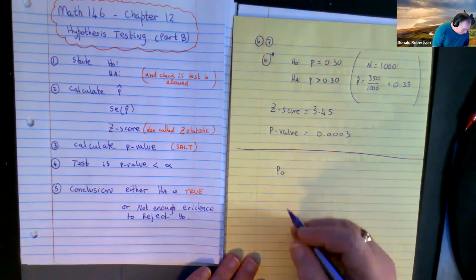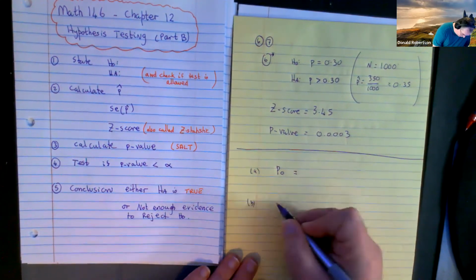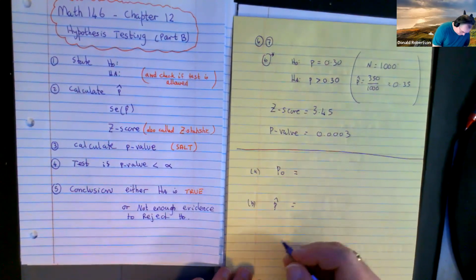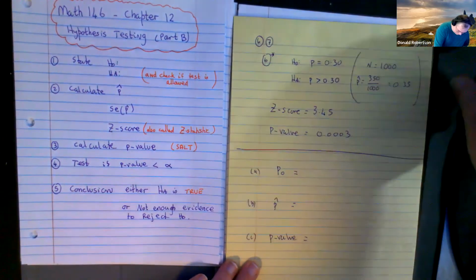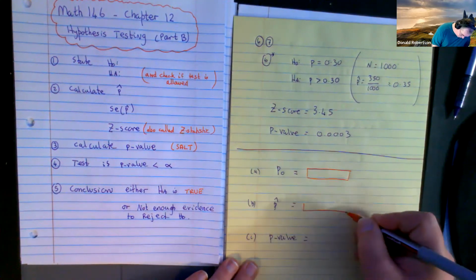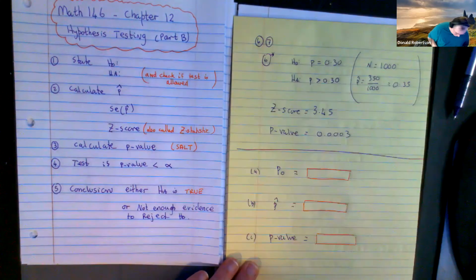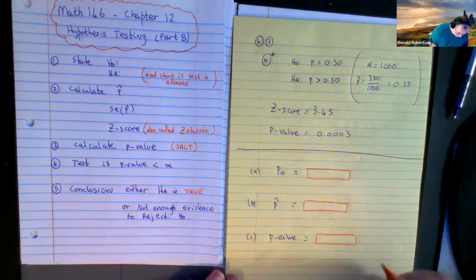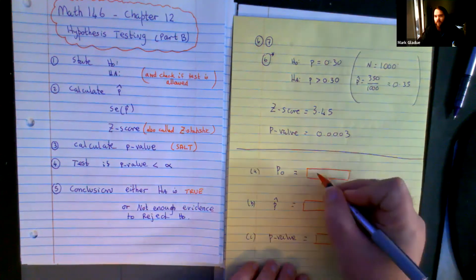They want us to write down what p naught is equal to, what p hat is equal to, and the p-value. Sometimes you get questions that are so simple, you'll talk yourself out of the answers. I didn't need to calculate anything. It was all given to us. What number, based on the story I've just read to you, is p naught? Null hypothesis, so 0.3. That's it.